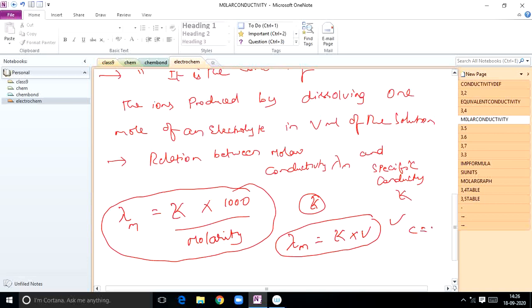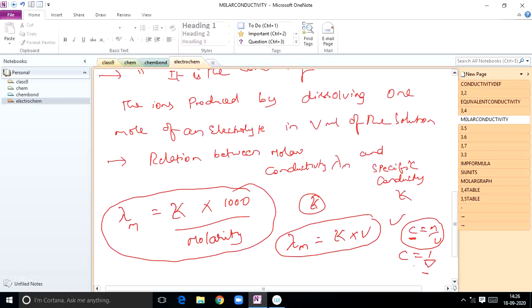concentration C is equal to N by V, where concentration is expressed in terms of molarity. C is equal to N by V, so C is equal to 1 by V if N is equal to 1 mole. So in place of concentration you can take 1 by V there. So finally lambda m is equal to k into V, you can also write.